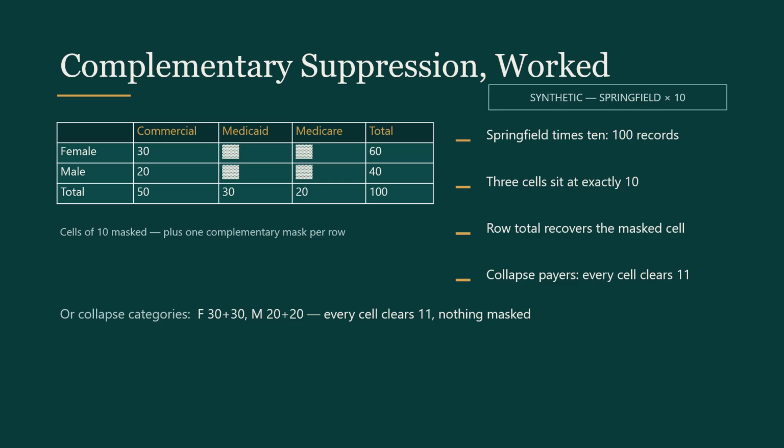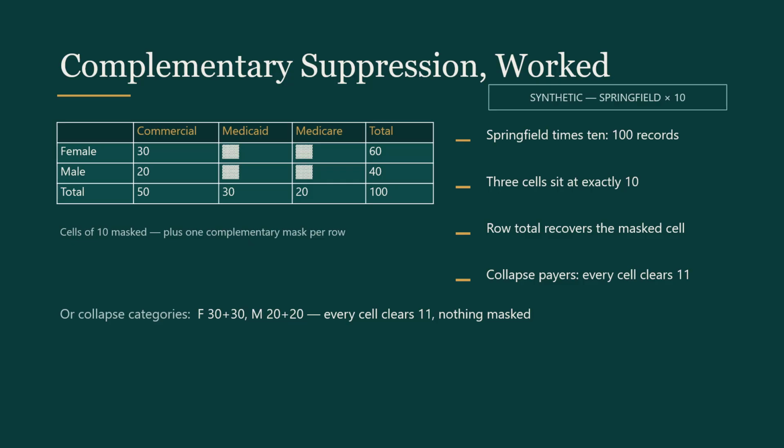There is a second option that often preserves more. Collapse categories. Merge Medicaid and Medicare into a single public payer column. Females become 30 commercial and 30 public. Males become 20 commercial and 20 public. Every cell now clears 11. Nothing is masked, and the table publishes intact with less granularity but no holes.